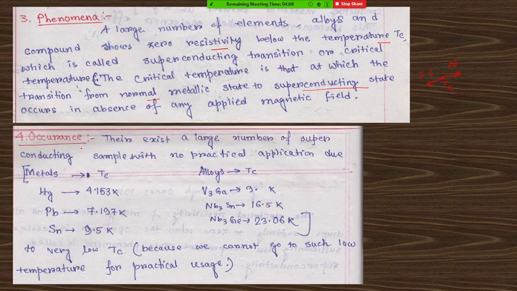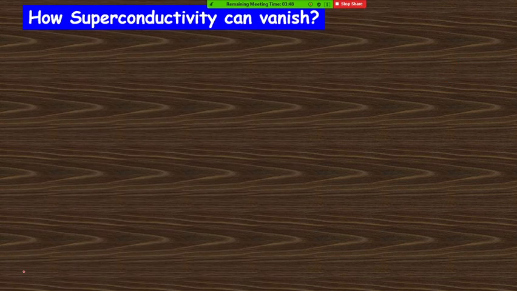Clear? Occurrence. There are a large number of superconductors. This is a hot topic in the research field, to produce a superconductor with a higher temperature. And you can see this example already done. You can see here also.